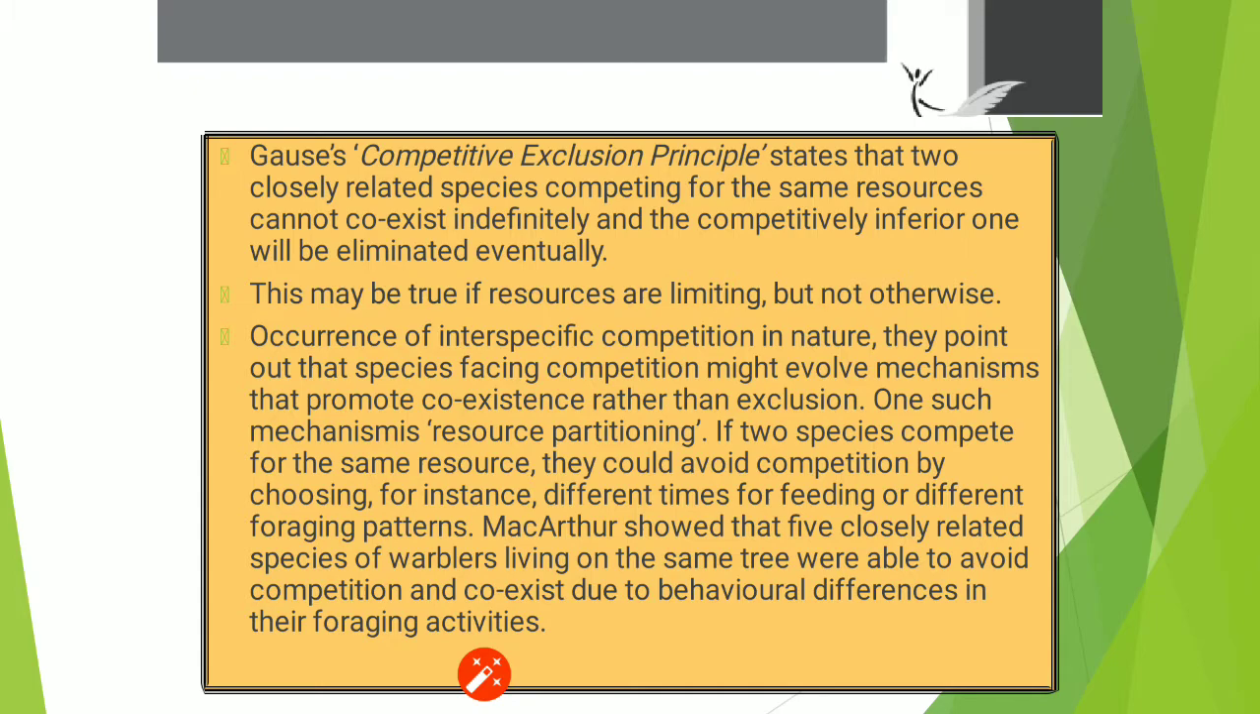If two species compete for the same resource, they could avoid competition by choosing, for instance, different times for feeding or different foraging patterns. MacArthur showed that five closely related species of warblers living on the same tree were able to avoid competition and coexist due to behavioral changes or differences in their foraging activities.